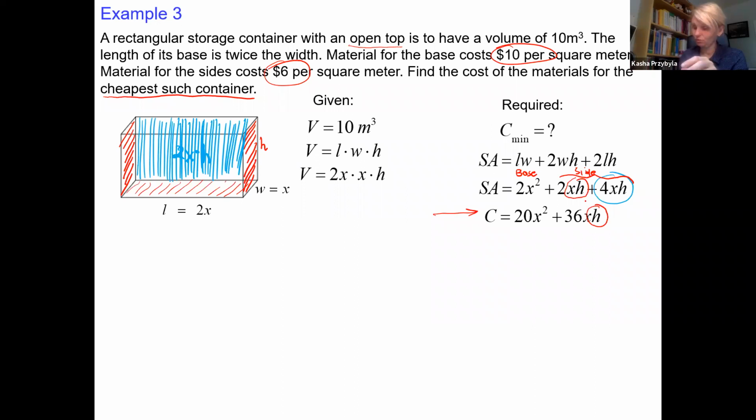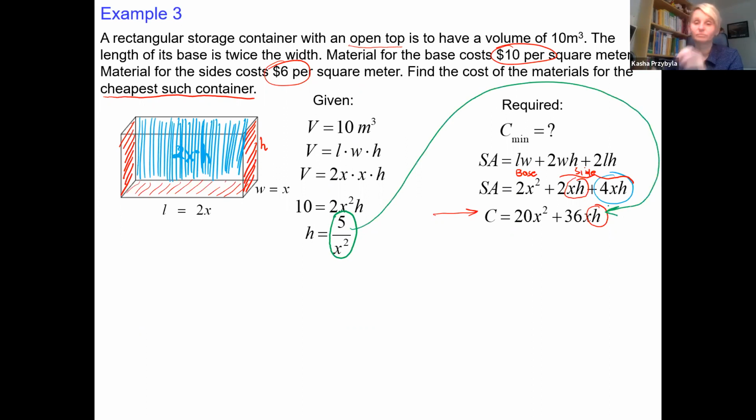Okay. What we have? We do have the volume, because volume is 2x squared h and it's equal to 10, and I can solve nicely for h. Okay, that means h is just 10 divided by 2 is 5 and divide by x squared. And we will substitute here. Then we will have a one variable function: 36 times 5 over x squared. X and x squared I can simplify, and I have to multiply 36 times 5. I just write that at the moment.